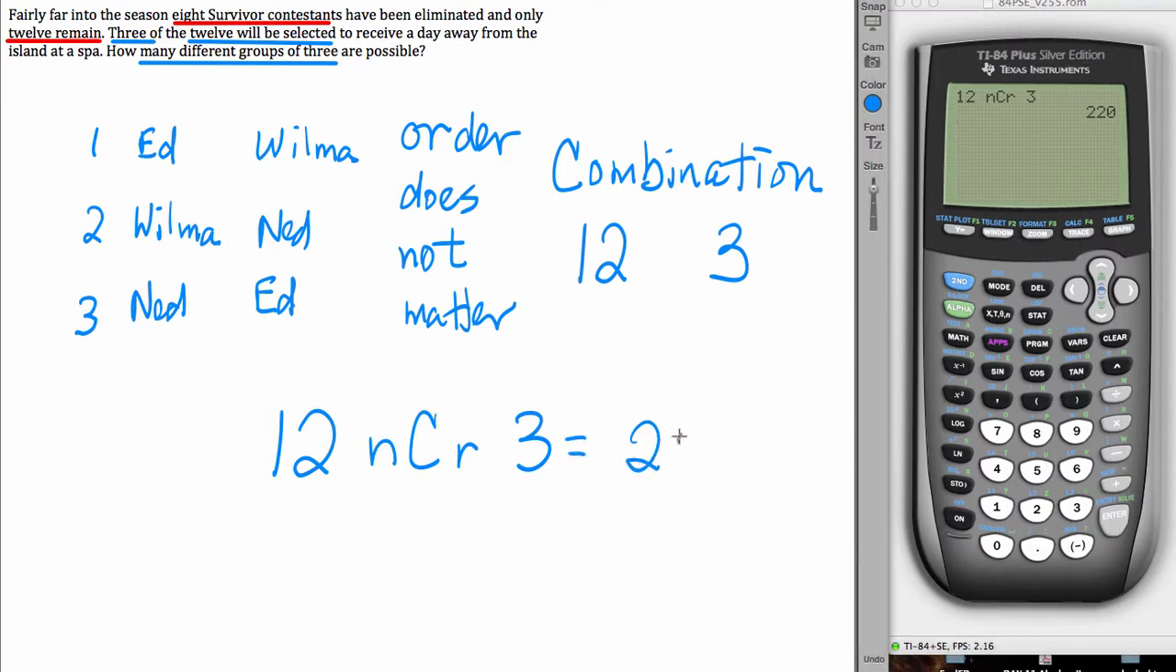That means there are 220 different ways that 3 members from the remaining 12 can be chosen for the day at a spa.